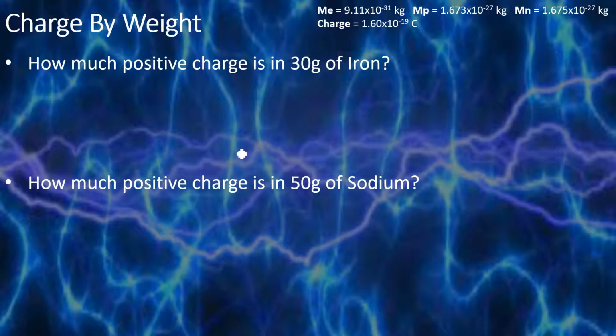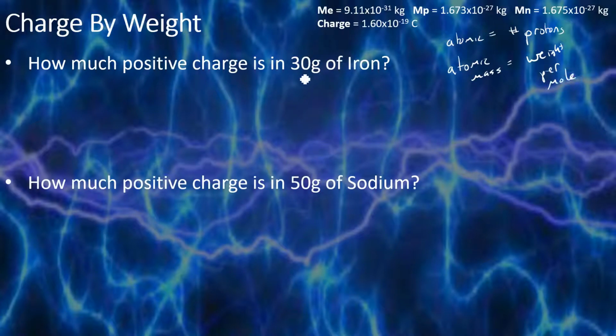Now, what if we do the same thing but by weight? Okay, so from your notes, we just want to remember atomic number equals number of protons when we look it up, and atomic mass, that's going to give us the weight per mole. Okay, so let's try this. We have 30 grams of iron. So when we look up iron, on our periodic table, Fe, by the way, for iron, we have an atomic number of 26. So that means 26 protons, but I don't have the number of moles. So I need to change the mass to moles. So in order to do that, I need the atomic mass.